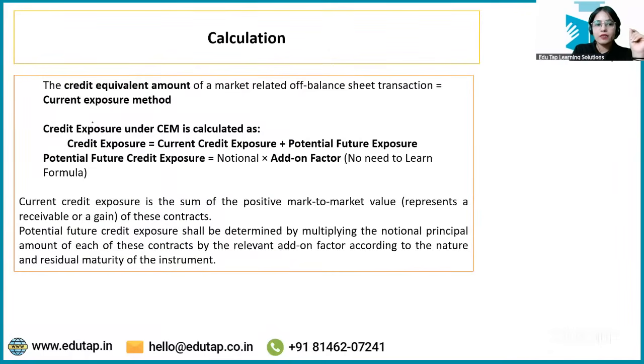In this case, there is a formula that is used, that is the current exposure method. So we basically, for the derivative. Now, derivatives are called off-balance sheet transactions.